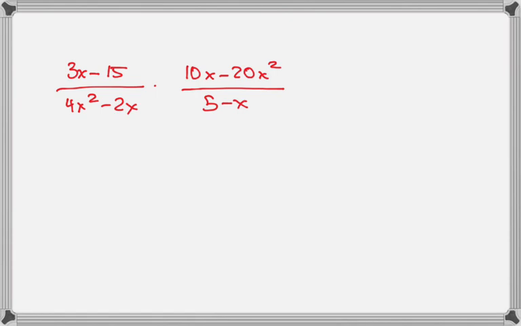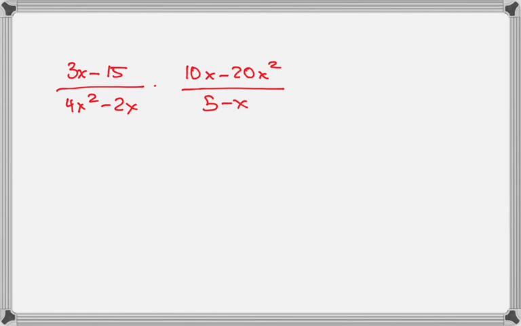How do we multiply two fractions? Well, we'll see if we can reduce something, and then we multiply numerator times numerator and denominator times denominator. But first you have to factor. Factor everything. You have to factor each numerator and each denominator.